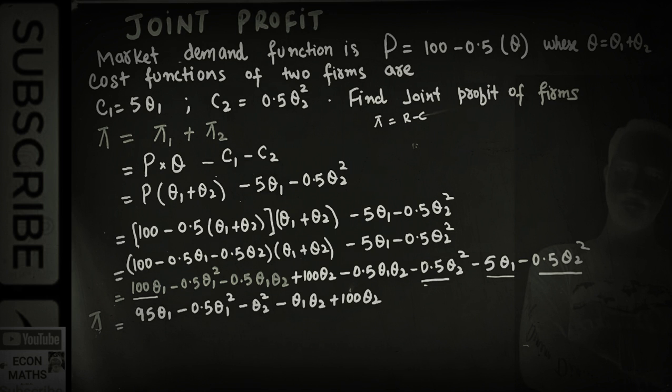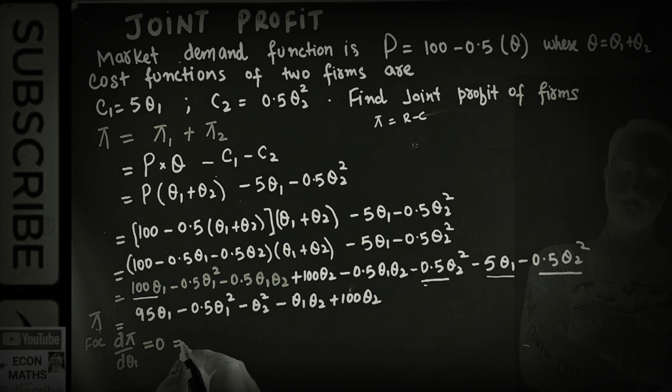Now the first order condition for profit maximization requires d pi upon dQ1, the partial derivative of the profit function with respect to Q1, to be equal to 0.